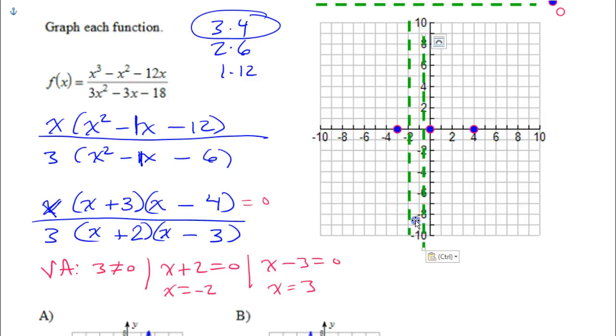And I have another vertical asymptote at 3. So those are my vertical asymptotes. What about the horizontal asymptote? What's going on with that?